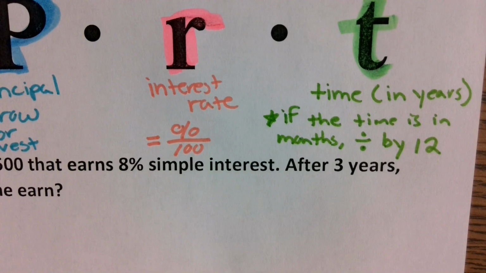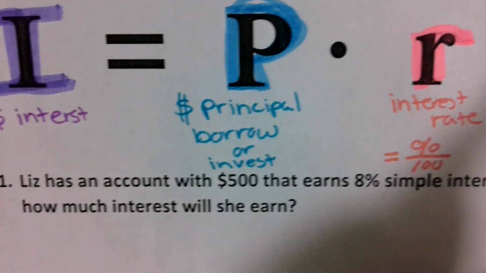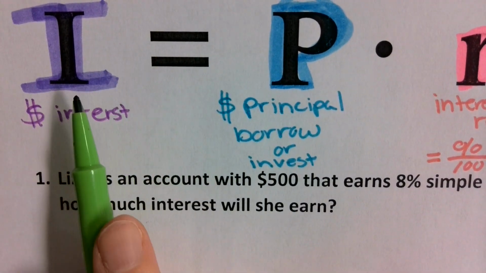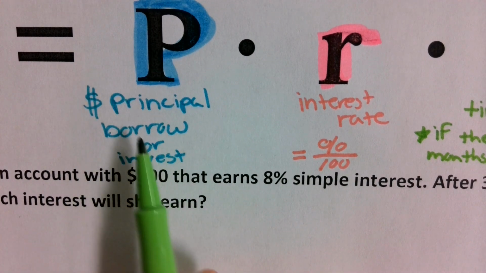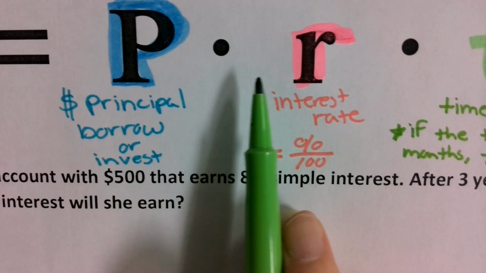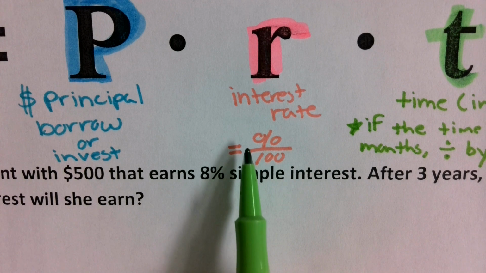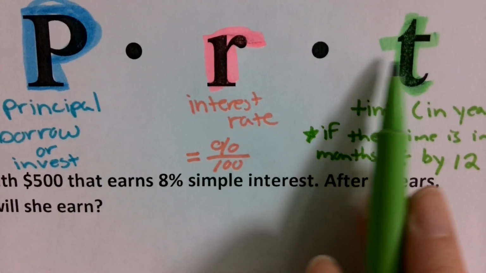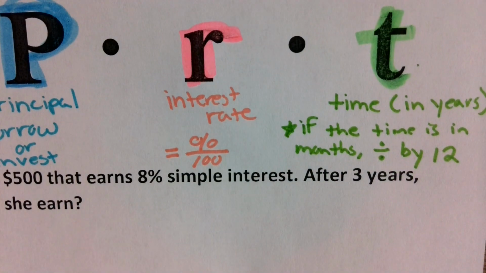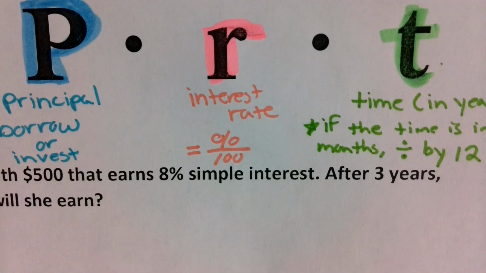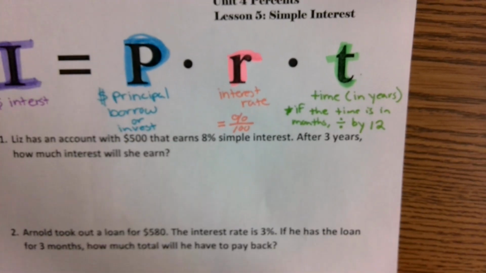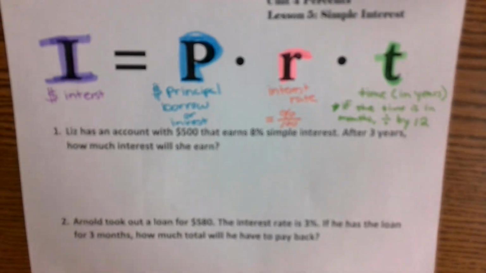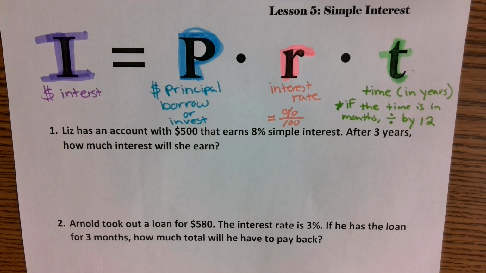Okay, so again, the I-P-R-T formula: interest, which is your money amount, is equal to taking your principal, which is the money you borrow or invest, multiplied by the rate, which is your percentage over 100, multiplied by time, which has to be in years. If it's not in years, if it's given to you in months, you divide it by 12, and that will put it in the form of years. Okay, so it's a very, very simple process.